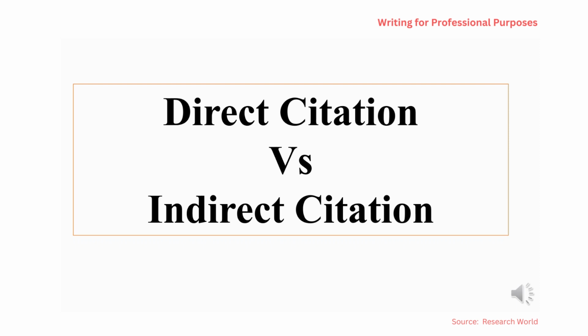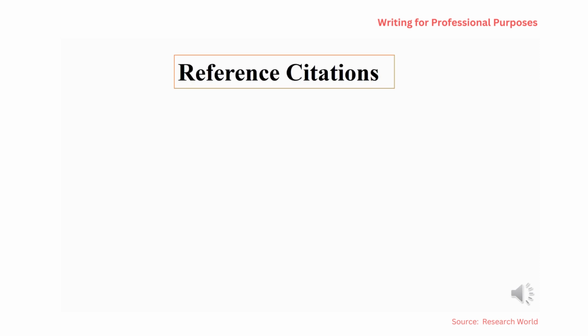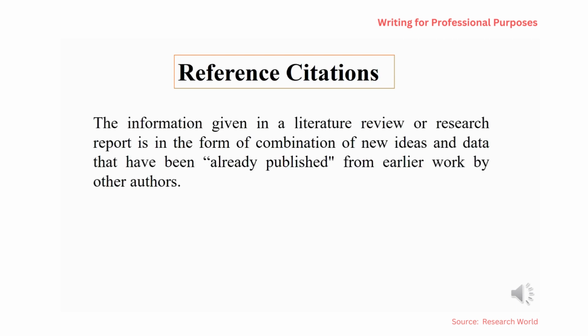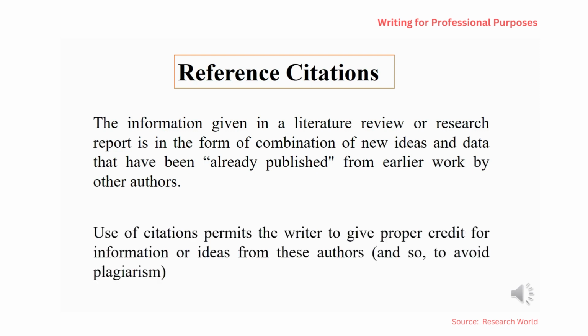In this lecture, we will discuss the difference between direct and indirect citations in research. Let's begin. First, we need to understand what is meant by the citation in research. The information given in a literature review or research report is in the form of a combination of new ideas and data that originate with the writers, plus ideas and data that have been already published from earlier work by other authors. Use of citations permits the writer to give proper credit for information or ideas from these authors, and so to avoid plagiarism.